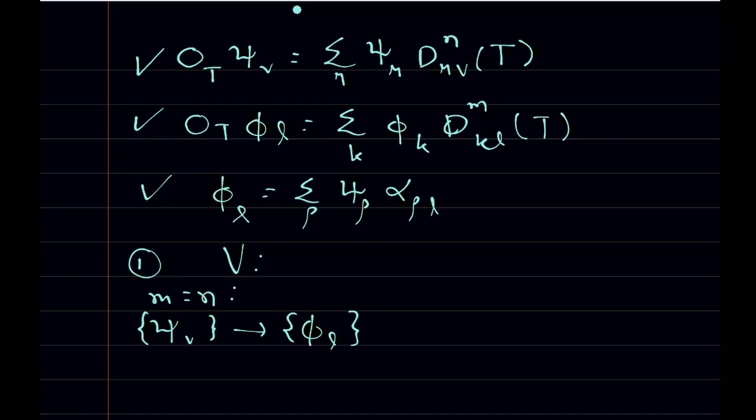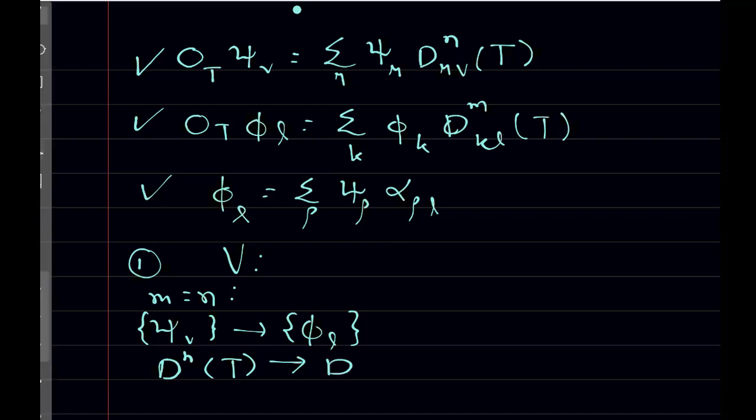Then you can say that the representation of group operator T, which is Dn of T, is somehow related to the representation Dm. Why am I writing m? I don't need to write n or m because we know that they are the same. So let me put a prime.